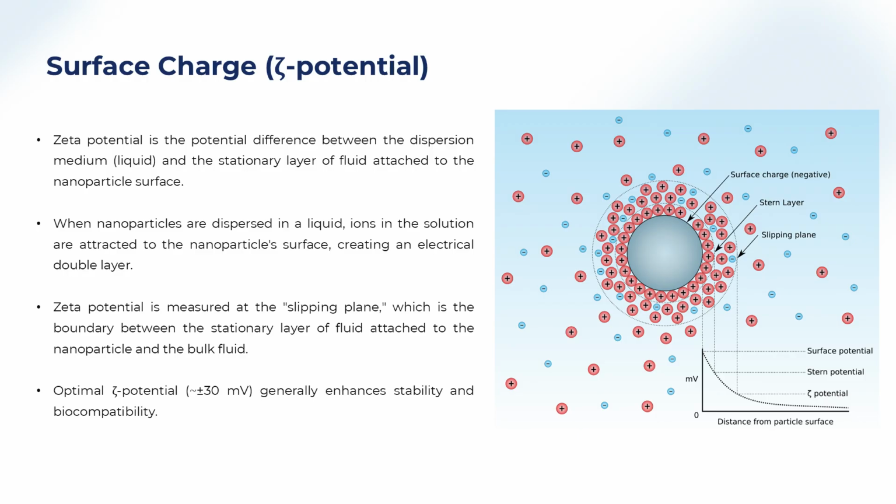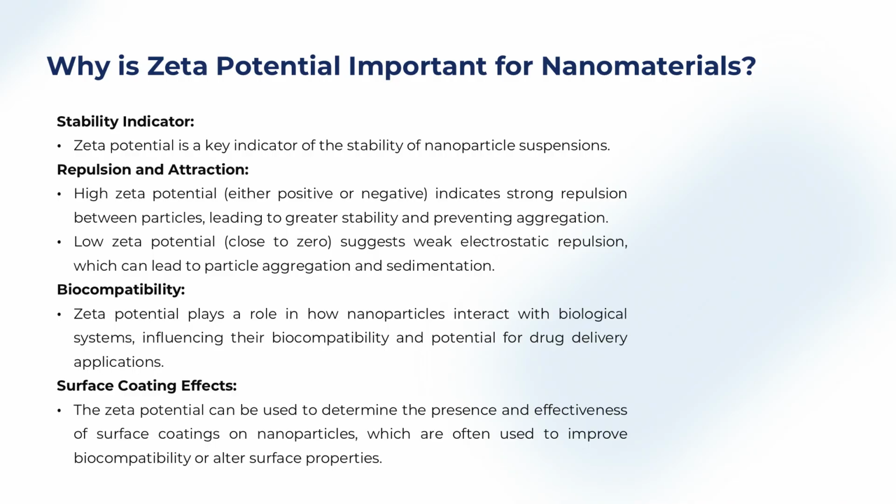Optimal zeta potential is either plus or minus 30 millivolts, which generally enhances stability and biocompatibility. Zeta potential is a key indicator of the stability of nanoparticles in suspensions. A high zeta potential, either positive or negative, indicates strong repulsion between particles, leading to greater stability and preventing aggregation. Low zeta potential suggests weak electrostatic repulsion, which can lead to particle aggregation and sedimentation.